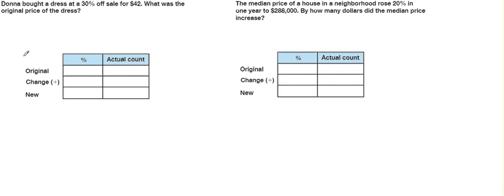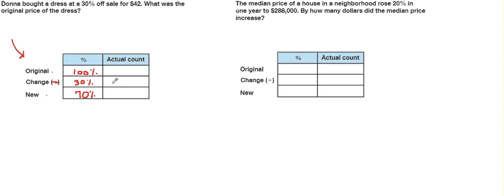Well, we'll do that by using, in both problems, a table like this one, where you set it up. What's the percent column? And what's the actual count column? Original, the change, and new. And actually, in this case, this is a minus, sorry, because original is generally 100%. In this case, it changes minus 30%. The new is, of course, quick subtraction tells us 70%.